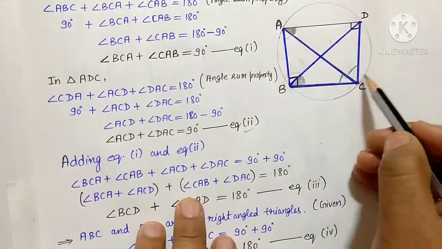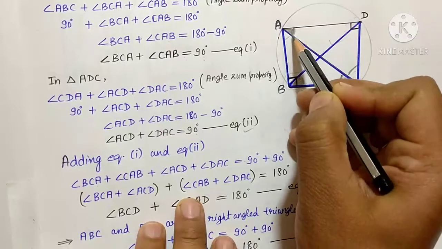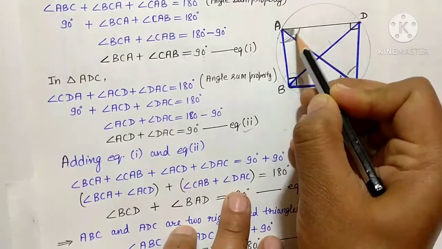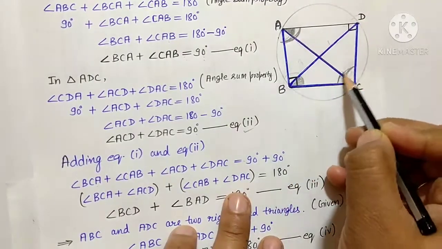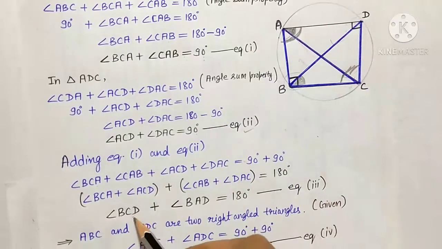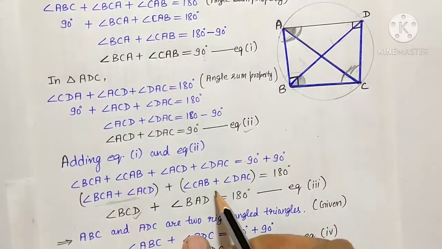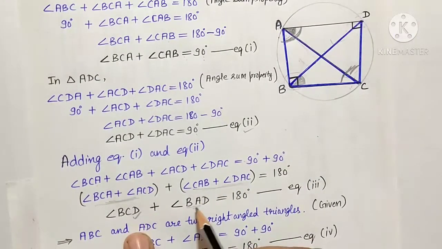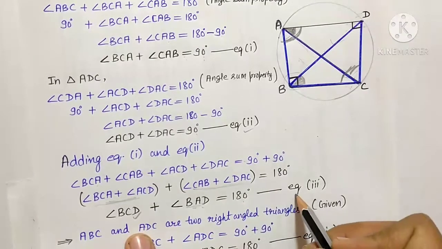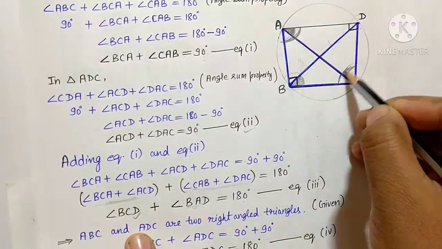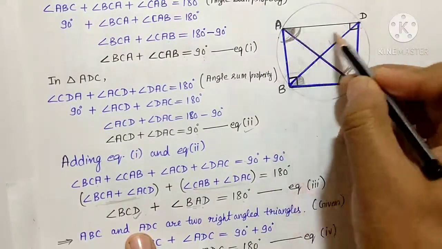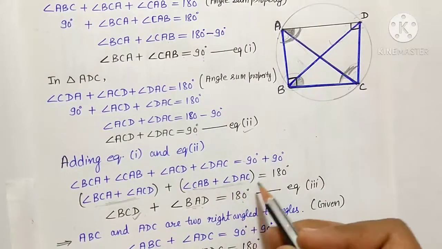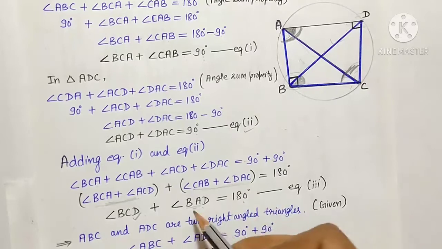And here we have taken angle CAB, it means this angle, and angle DAC, it means this angle. So we have taken the full angle. If we check properly, this angle is BCD, the sum of these two, and the sum of CAB plus DAC will be BAD. We have written here: BCD plus BAD equals 180. This is our equation third. BCD is this one here, and BAD is this angle. So the opposite angles come to 180, which we have done by using the equations.